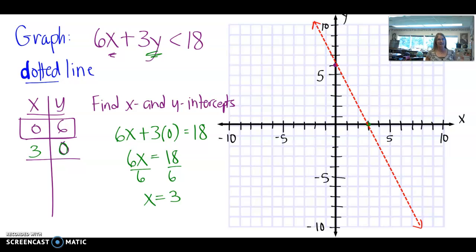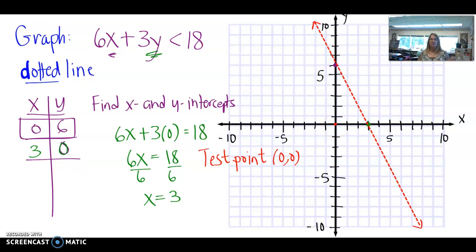But now we have to shade half of a plane, and the way that we're going to figure out which half we're going to shade, underneath the line or above the line, to the left of the line or to the right of the line is another way to think of it, we're going to pick a test point not on the line. You can pick any point that isn't on the line, but generally speaking, if 0, 0 is not on the line, that's going to be our easiest point to test. Here's 0, 0, it is not on the line.